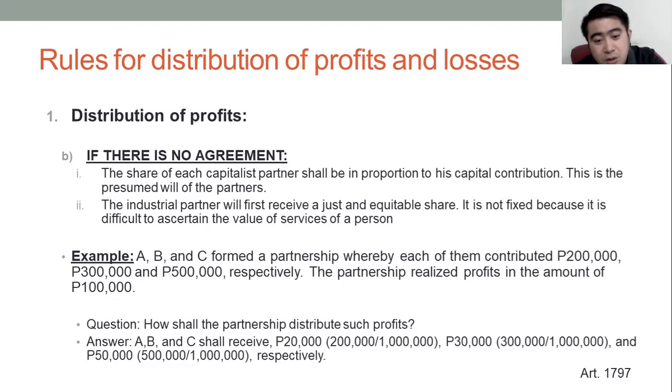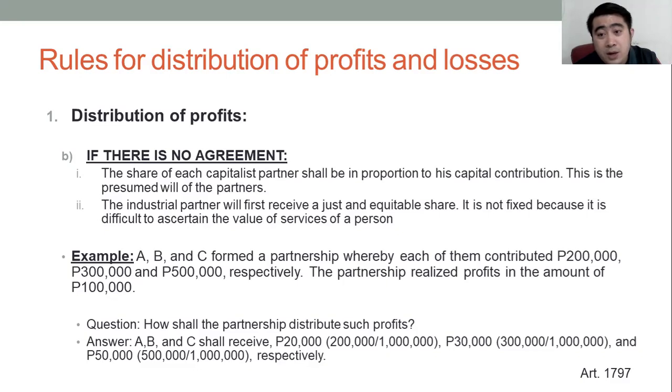So itong 200,000 divided by 1 million, saan mo siya i-multiply? Eh di doon sa profits, kasi yun yung paghahatian eh. So 200,000 pesos divided by 1 million times 100,000 pesos equals 20,000 pesos. So yan yung computation class. I hope this is clear, all right?